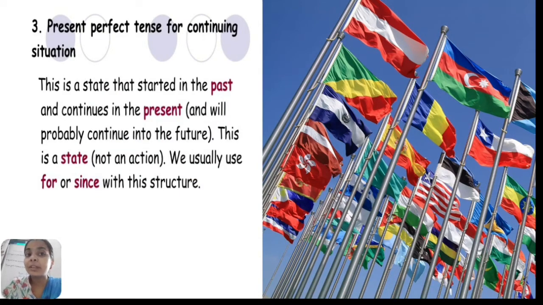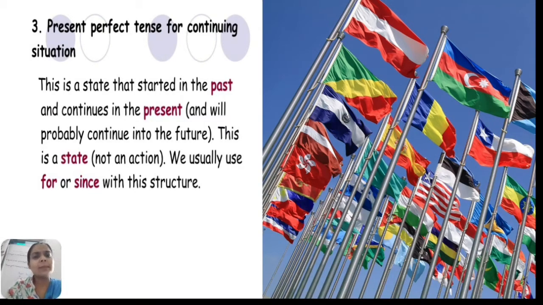So present perfect tense for continuing situation. What does it mean? It is a state that started in the past and continues in the present, and will probably continue in the future also. So this is a state, not an action. We usually use for or since in this type of structure.